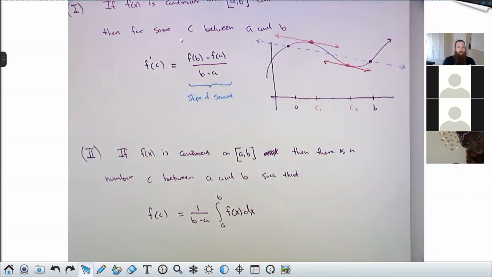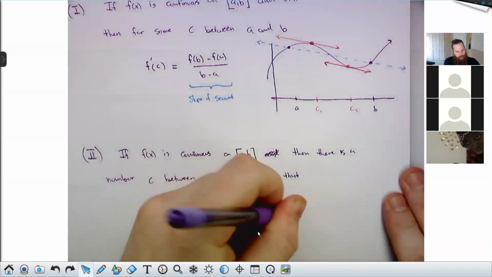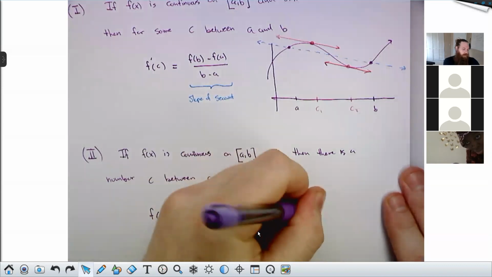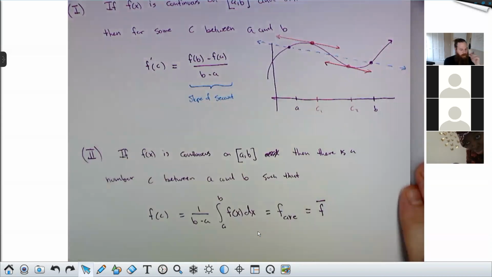Now the slope of the secant line, come back here for a second, is the average rate of change for the function from a to b. This has a special name. It's called the average value, sometimes denoted f bar, the average value of f from a to b.